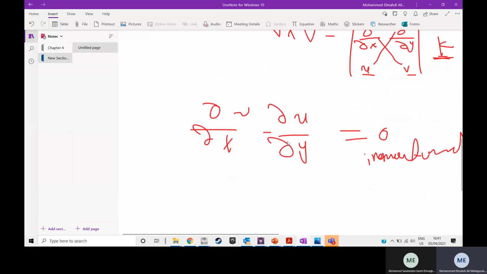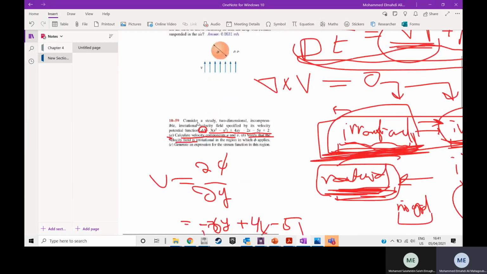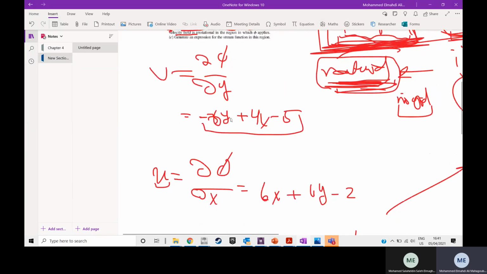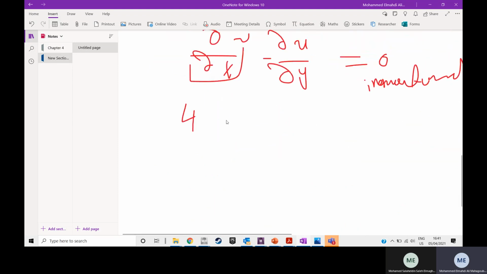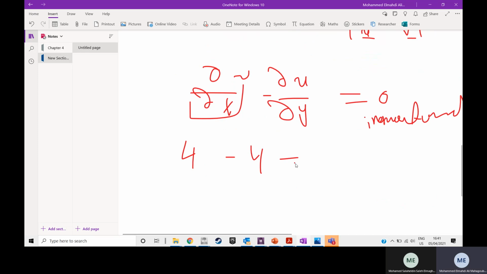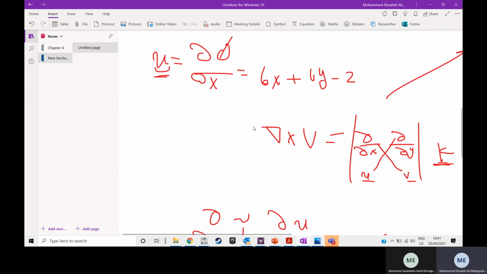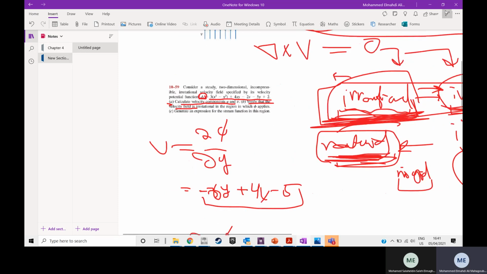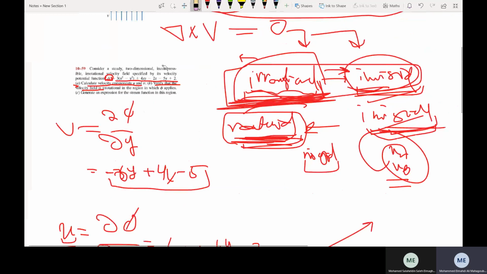Oh yes, so let us derive partial v by partial x. So what is v? Minus 6y plus 4x minus 5. The derivative with respect to x is 4. Minus, what is the derivative of u with respect to y? It is also 4. So 4 minus 4 is equal to 0. This flow is clearly irrotational.